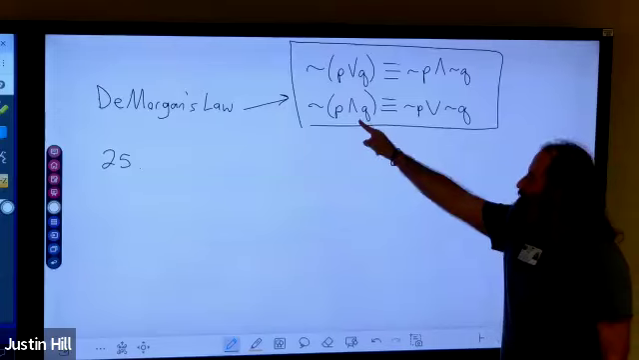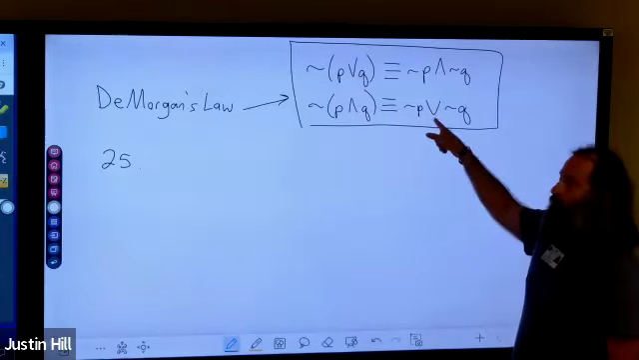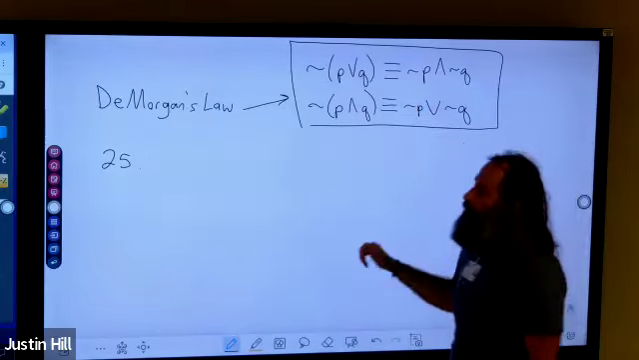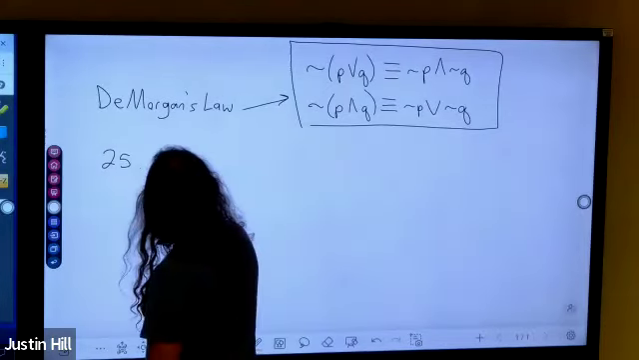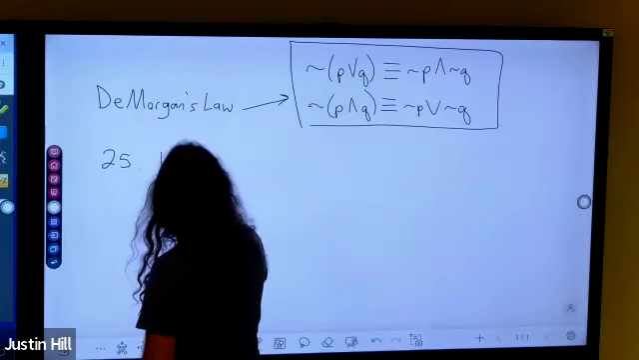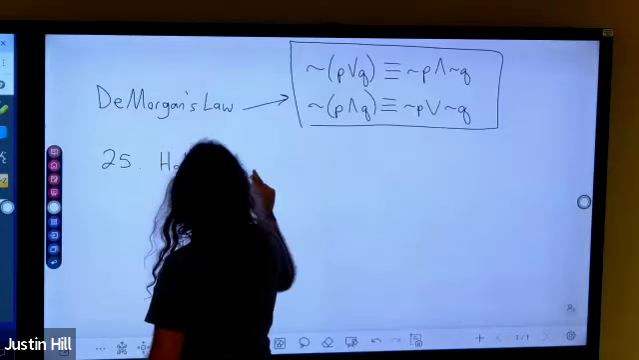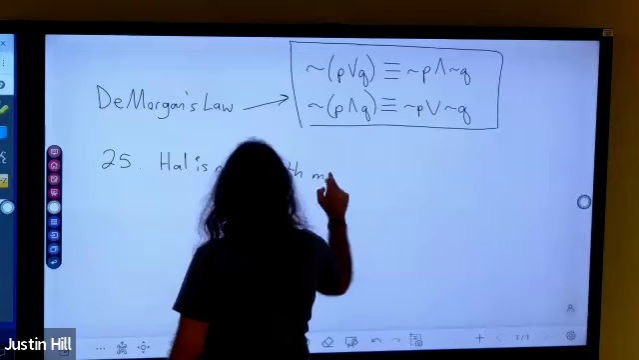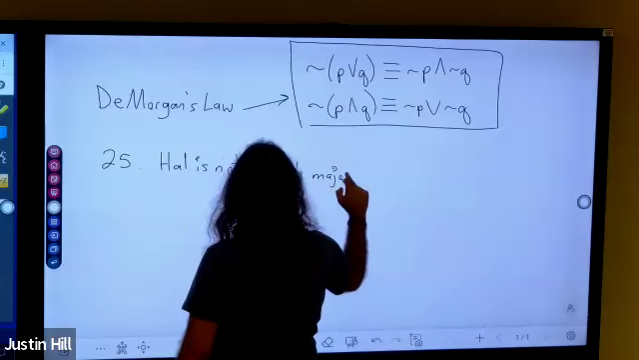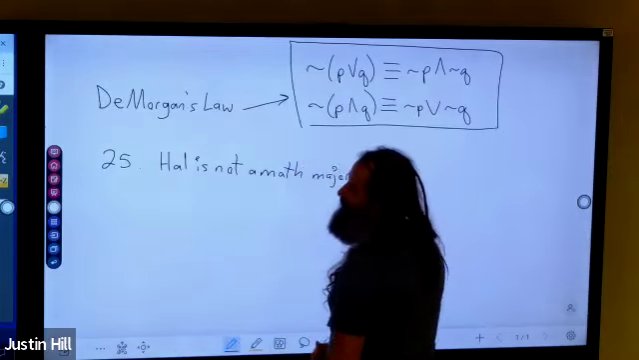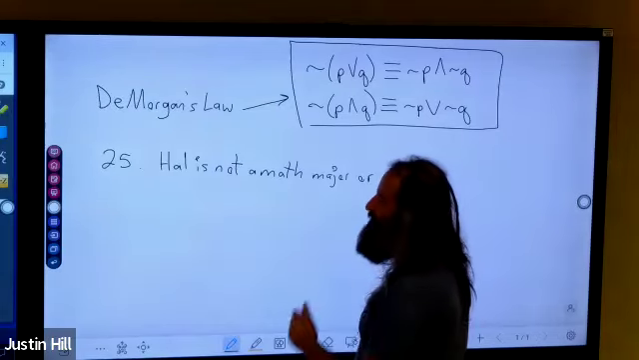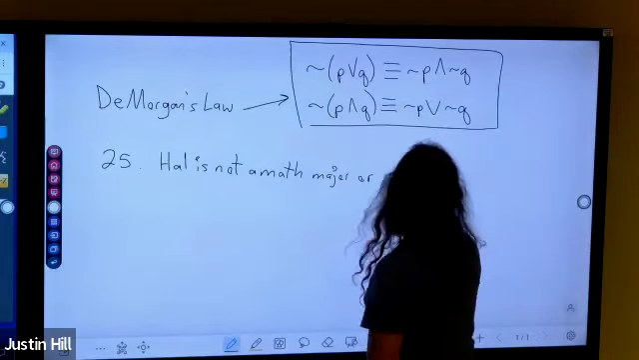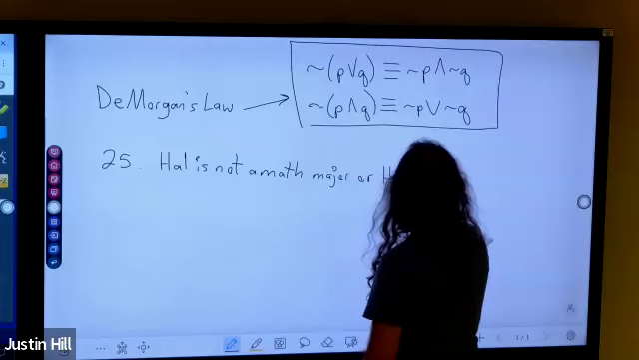If I want to negate an and statement, I change it to or, and I negate each part. So what I'm going to say here is Hal is not a math major, or, sorry, Hal's sister is not a computer science major.